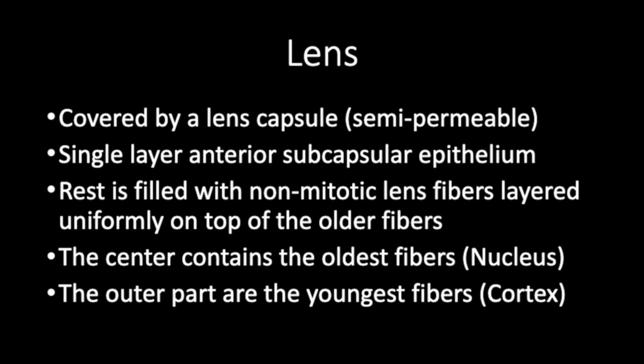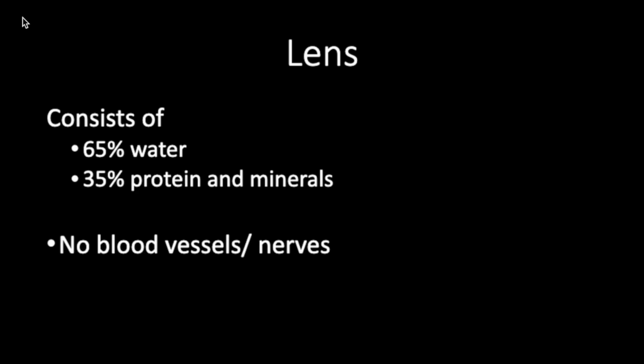Okay, so moving on. Your lens consists of about 65% water and 35% protein and minerals. Again, no blood vessels, no nerves, because it needs to be crystal clear. And it's mostly water, well, because of the cellular structures.